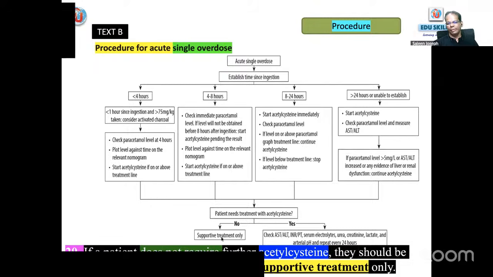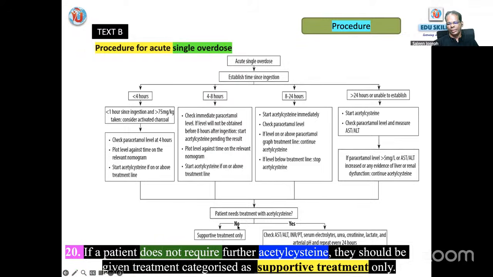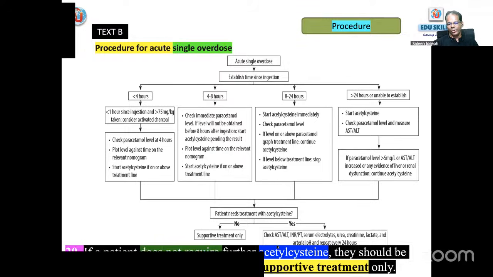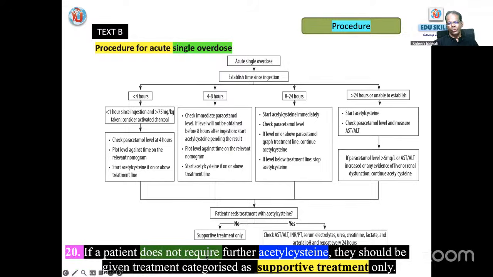No need, does not require. They should be treated with what? Supportive treatment. Supportive treatment only. "Only" is also a clue. That's why I said always consider the words before and after the gap. That will also help you.